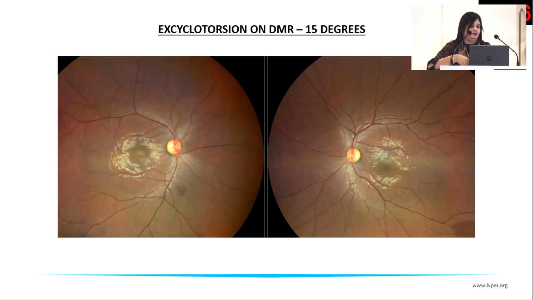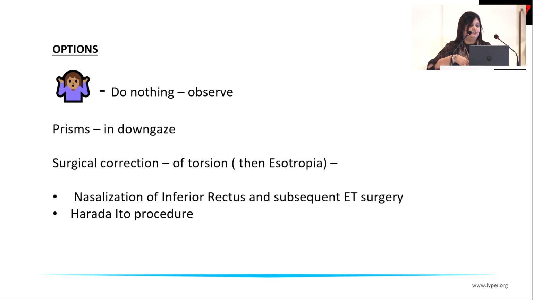This was an excyclotorsion, which was noted on the double Maddox rod, which was very significant, as you can see even on the fundus photos. And so my options were just try and convince him to patch one eye, keep doing your job. And then he didn't really like it. He came back. We can't really give him prisms in cases of torsional diplopia.